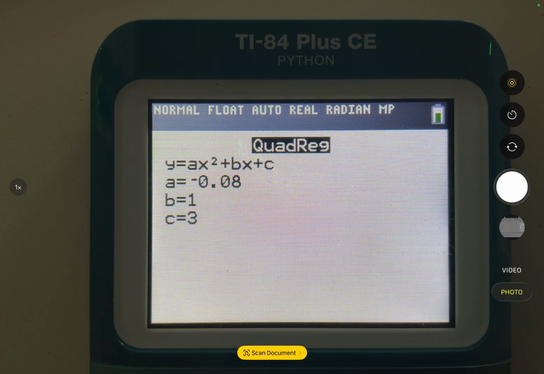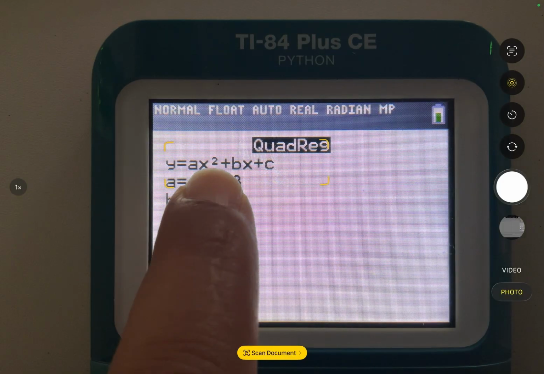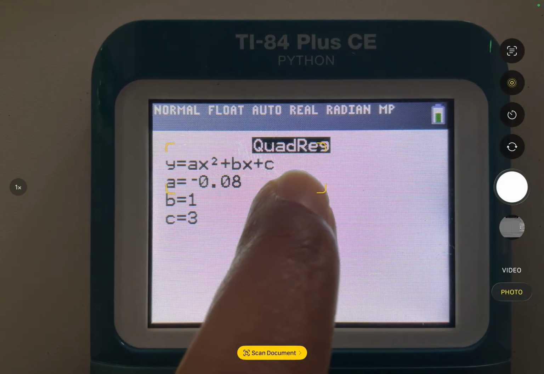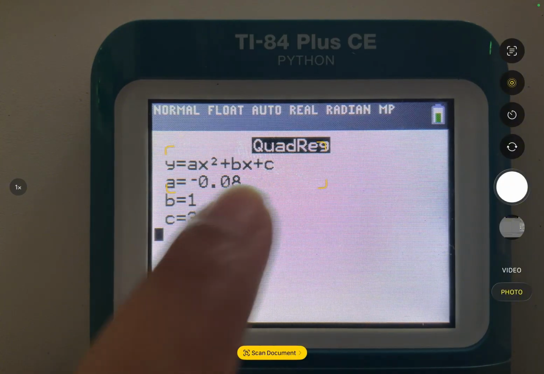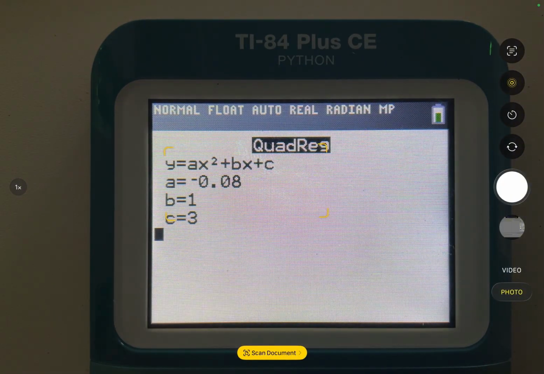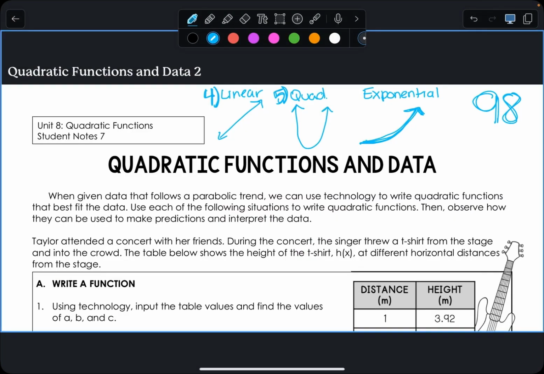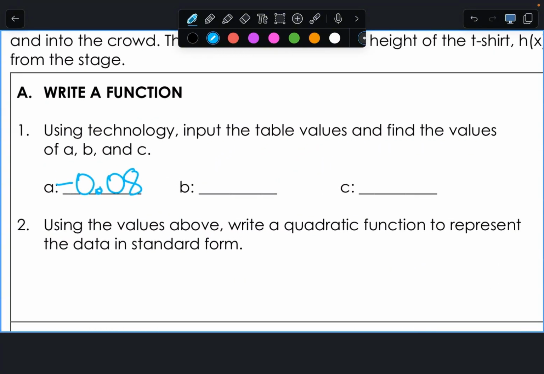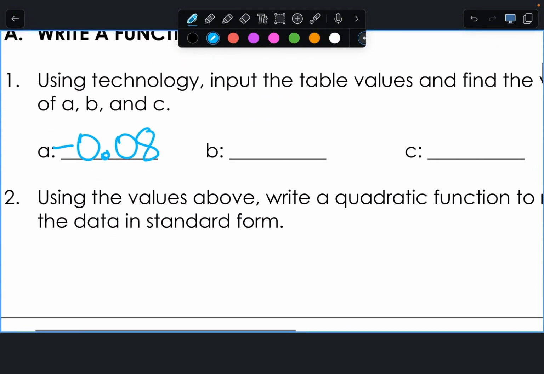Now, look at the equation it gives you at the very top. That's a quadratic equation. Ax squared plus bx plus c. It is written in standard form. It gives you numbers to plug into each spot. So that's how you end up finding the numbers that you need to write your equation. Okay? So A is negative 0.08, B is 1 and C is 3. So use those numbers to write an equation.